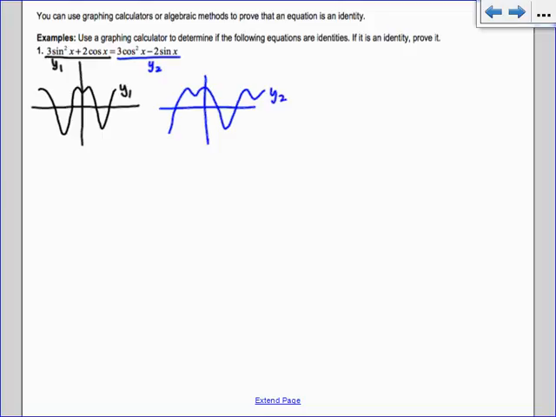And so you could see that they weren't exactly the same because one was just kind of a shift of the other one. Okay, so no, these are not identities. If you had exactly the same graph, if one overlapped the other one, then they would be identities, and you could do some manipulating to show that they were the same.